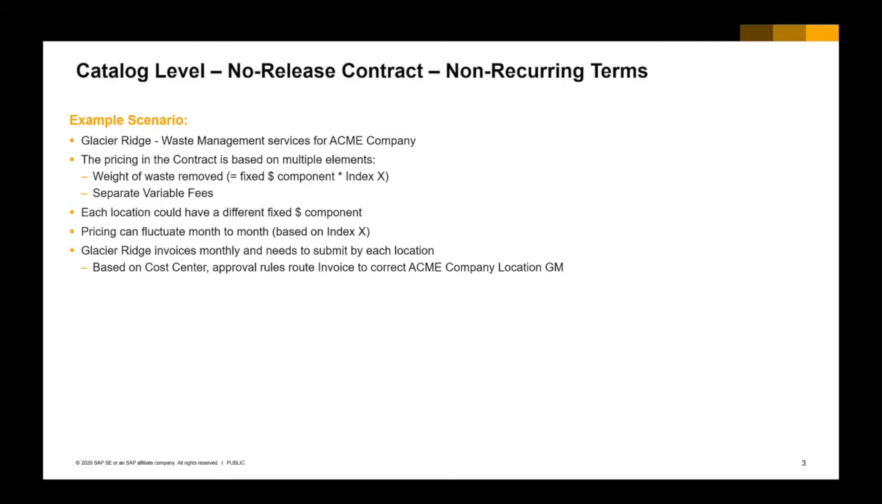Each of the locations could have a different fixed price component. The pricing can fluctuate from month to month based on the index, and Glacier Ridge needs to invoice monthly and needs to submit each invoice by location. Based on the cost center, approval rules will route the invoice to the correct Acme Company location GM.